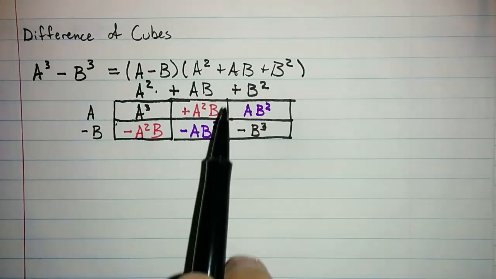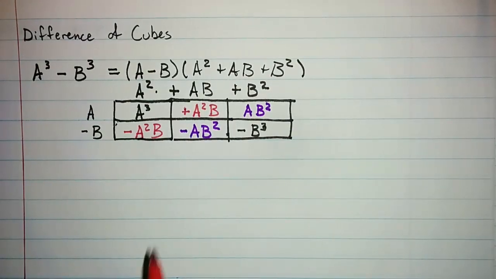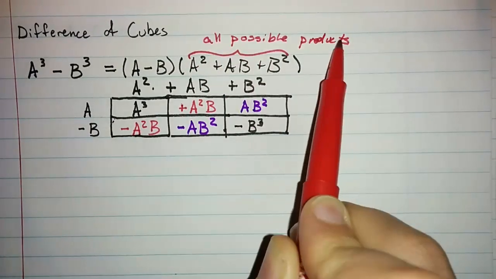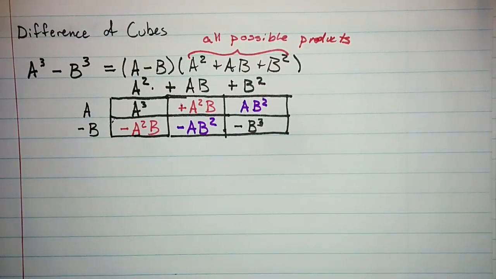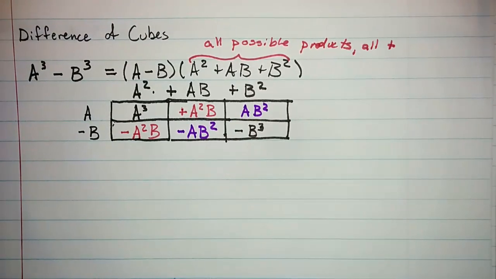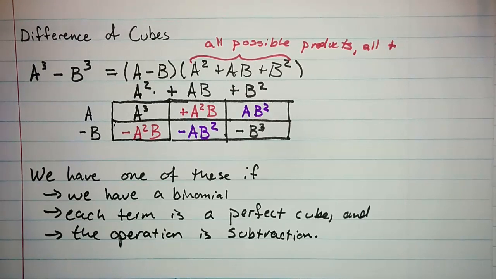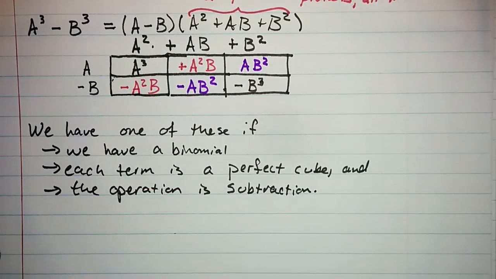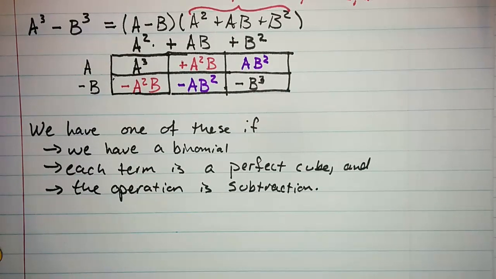And notice this factor consists of all possible products of a and b. Just once each, all positive. And just like the difference of squares, this is easy to spot. We have one of these if we're looking at a binomial. Each term is a perfect cube, and the operation is subtraction. Now, deciding if we're looking at a perfect cube might be a little bit trickier than deciding if we're looking at a perfect square. But we should remember that our calculator can take cube roots.